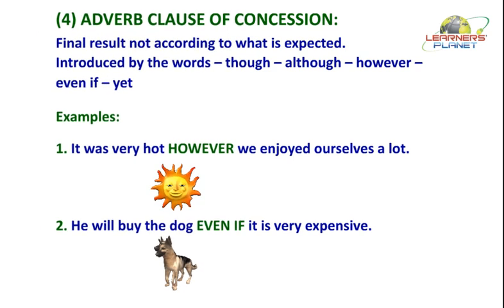When the final result is not according to what is expected, we use the conjunctions though, although, however, yet, even if. The adverb clause introduced by these conjunctions is called the adverb clause of concession. We have seen many examples of this type with the use of though and although in the previous classes as well as exercises. Let us look at some other examples.